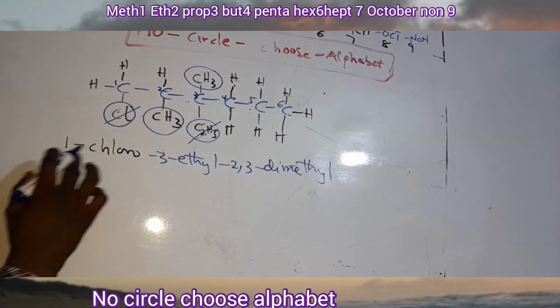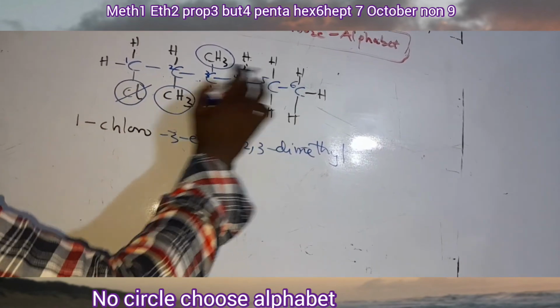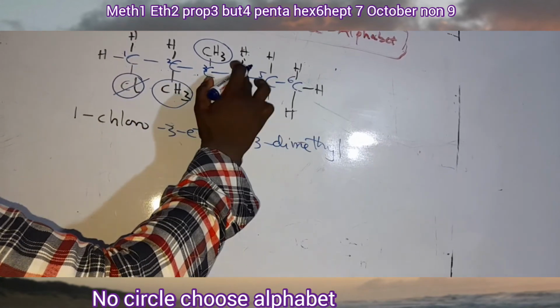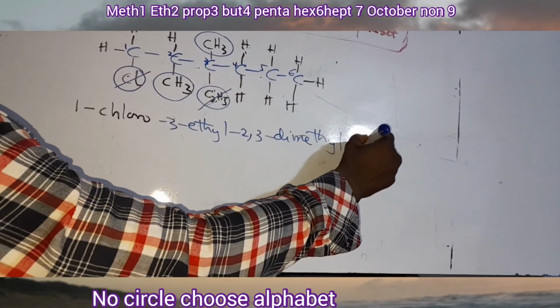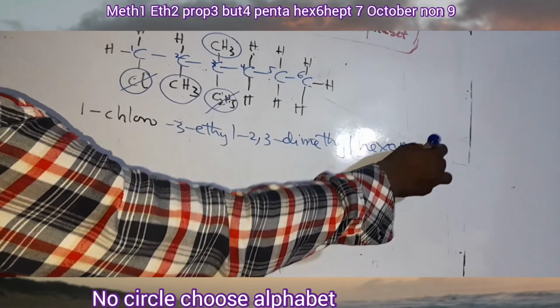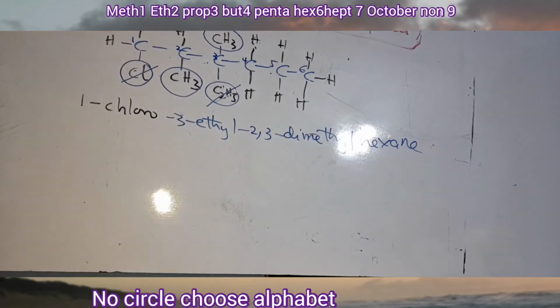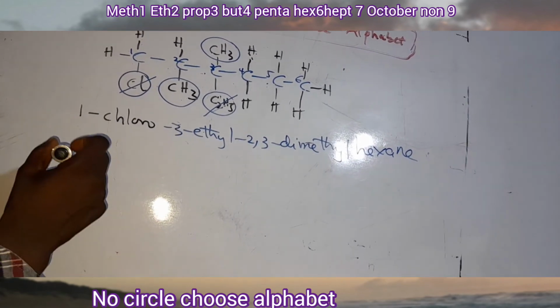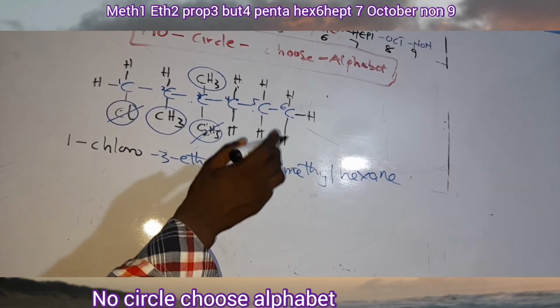What's the highest number? When you finish naming what you have circled, you name the highest number, which is 6. If it's 6, it becomes hexane. So this is the name for this particular compound: 1-chloro, 3-ethyl, 2, 3-dimethylhexane.